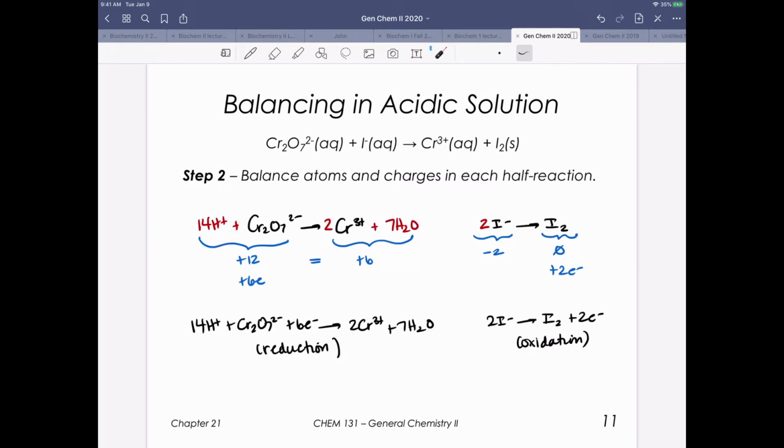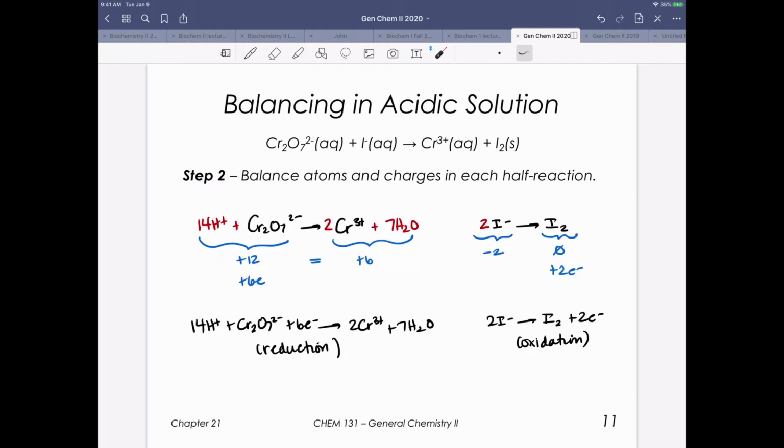Okay, so to recap what we did here, and again, this is the most involved and kind of time-consuming step: balance atoms first that are non-oxygen and hydrogen atoms. Then go ahead, balance oxygen first by adding water, and then balance hydrogen by adding H+.